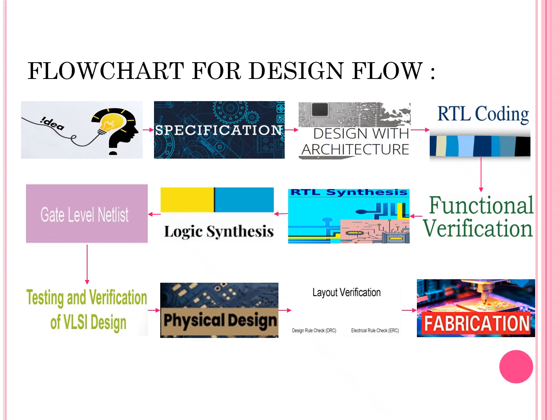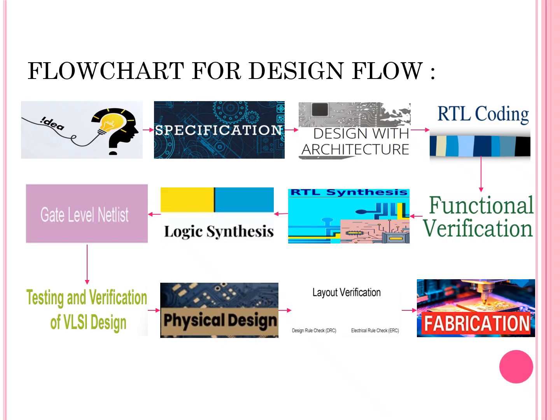Now, let's look at the flowchart for VLSI design flow. It all starts with an idea or a concept which defines what kind of chip we want to design. For example, a processor, a sensor interface, or a communication block, etc. Once the idea is ready, we move to the specification stage. Here, all the functional and performance requirements are defined, like speed, power, and area targets. Next comes design with architecture, where we decide how the system will be structured internally, such as defining the blocks, data paths, and control units.